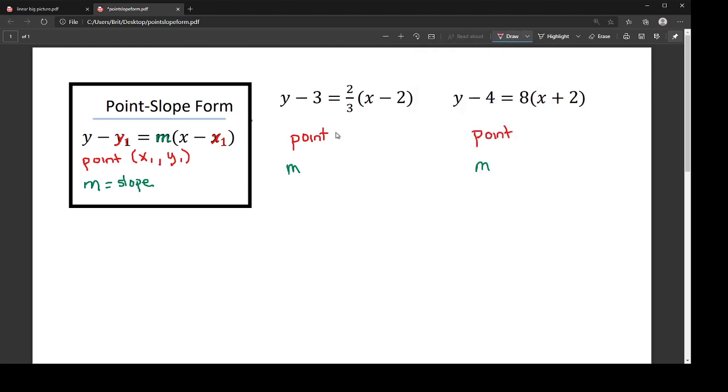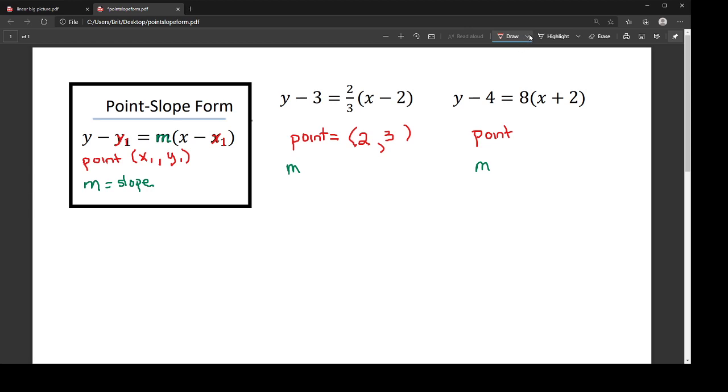So on this left-hand example, our point is going to be an ordered pair, and the x1 and the y1 is whatever number is being subtracted from x or y. So if you notice, 2 is what is being subtracted from x here, so I'm going to put a positive 2 here. And 3 is what's being subtracted from y, so I'm going to put a positive 3 here.